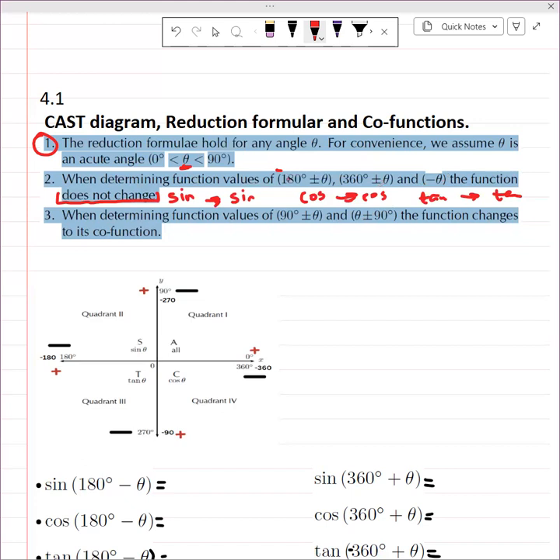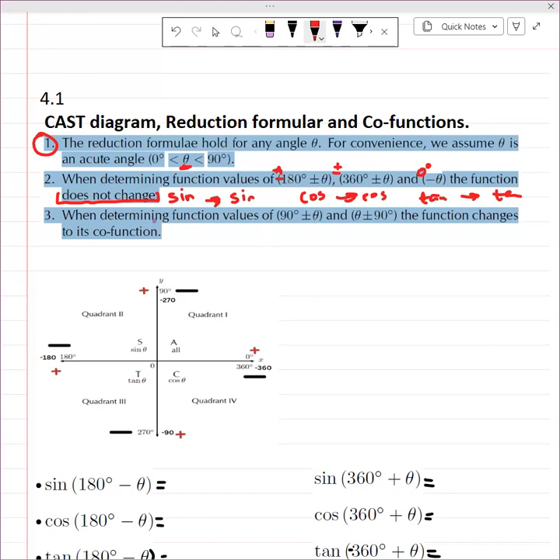Let me just show you here, plus minus 180, plus minus 360. And remember, if you have minus, basically it's like you have 0 degrees minus theta. So for 0, 360, and 180, you maintain the same function.